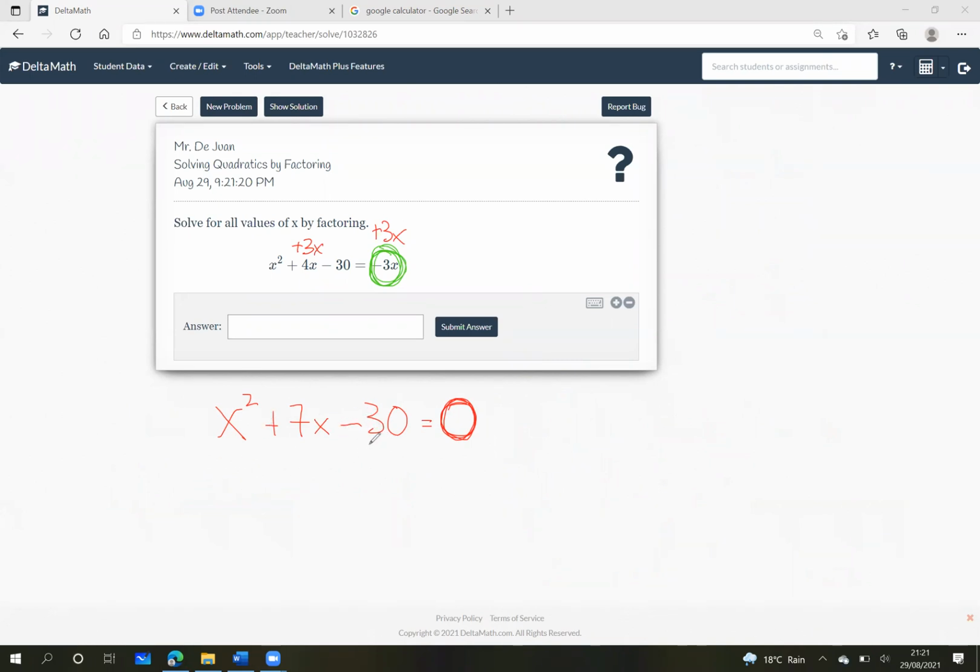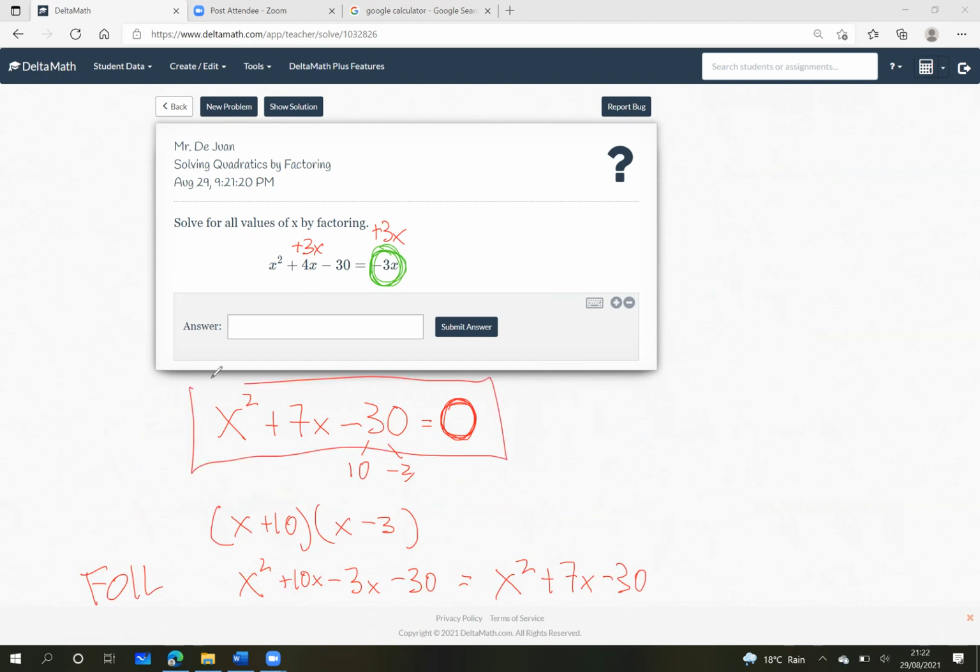Knowing what we have here, we're looking for multiples of -30. Well, 10 and -3 will make sense, right? So now we have x plus 10 and x minus 3. Let's make sure that works. x squared plus 10x minus 3x, outside using FOIL. Everyone, you can always check your answer by using FOIL. Minus 30. Simplified to x squared plus 7x minus 30. Is that what we had from the beginning? I think so.